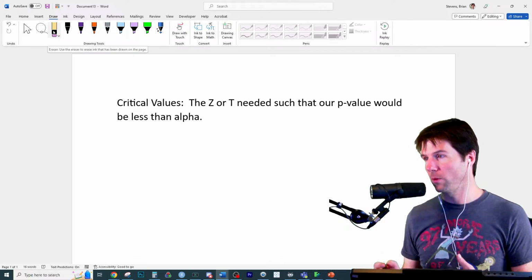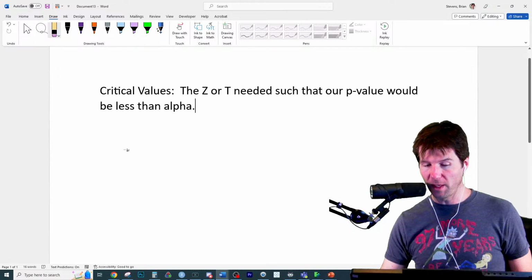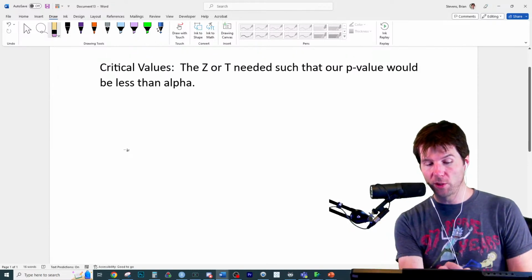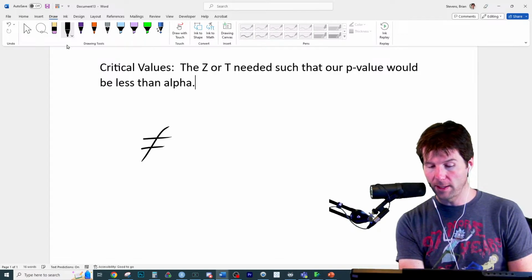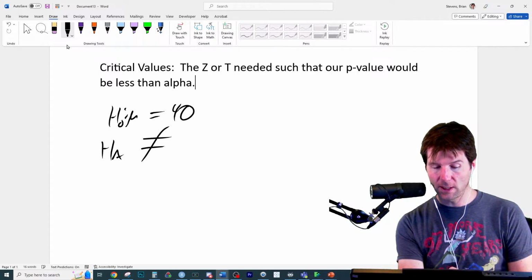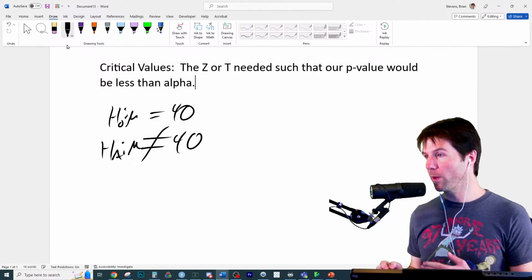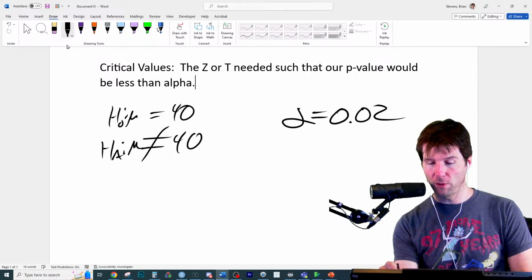So what you can do, though, is calculate the critical value. Let's say we are doing a does-not-equal alternative. The null hypothesis states that the mean is equal to, let's say, 40, and the alternative states that the mean is not equal to 40. We want to run this test with an alpha level of 0.02.